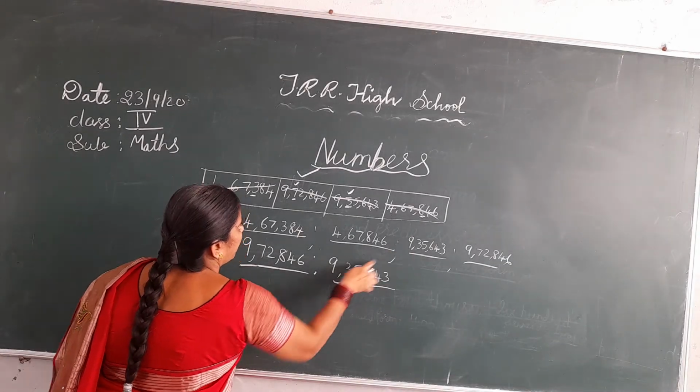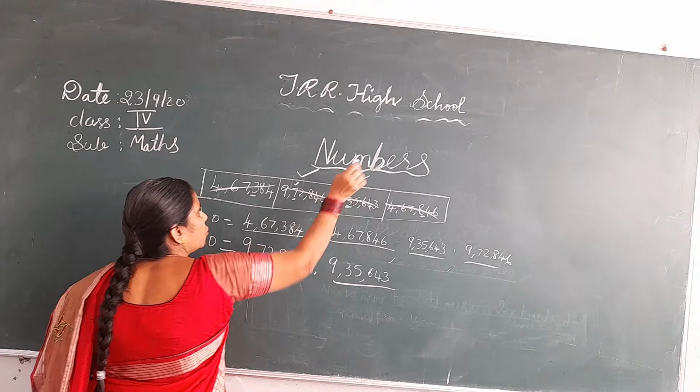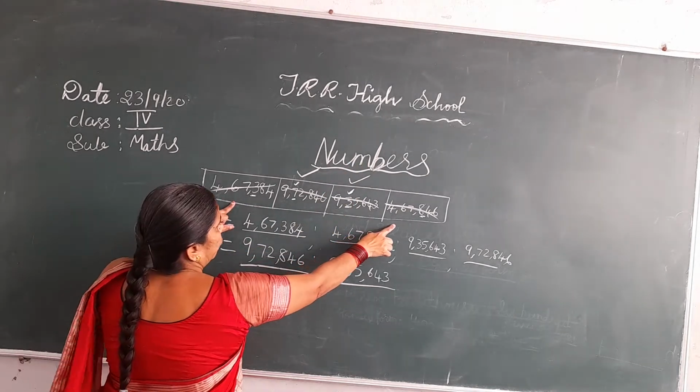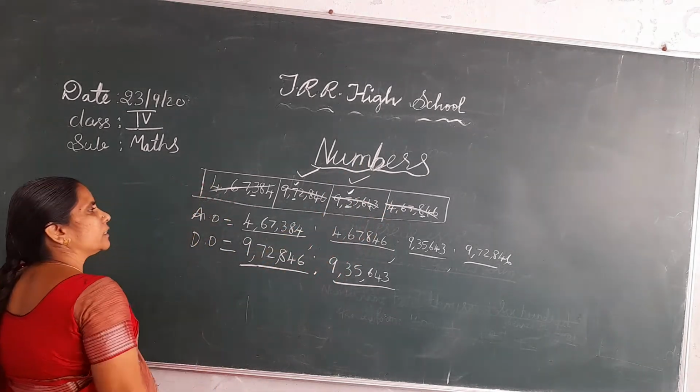9,35,643. The same number we got. Now next, this is also over. Next, only two numbers are left over. Now both the numbers are 6-digit numbers.